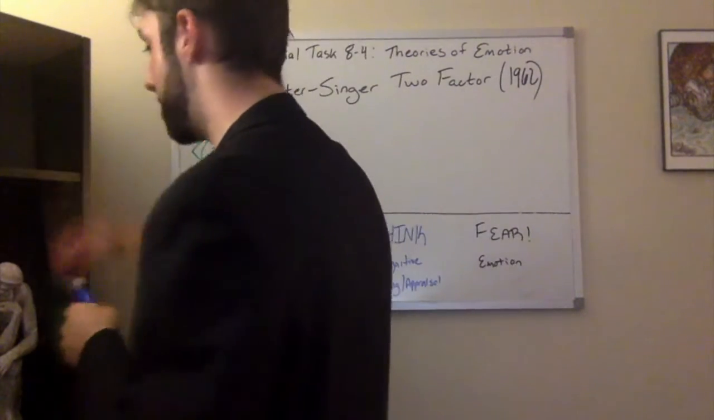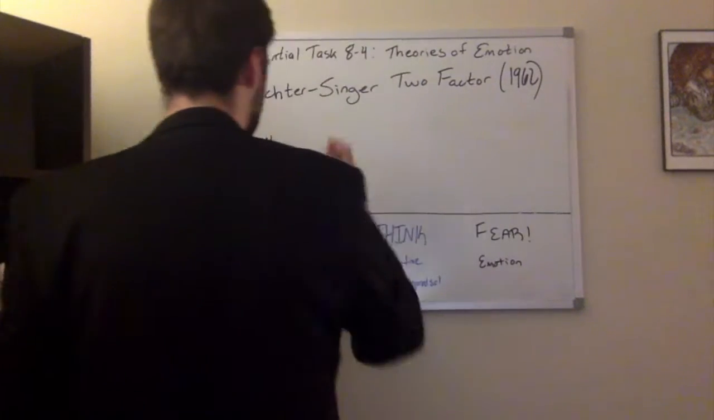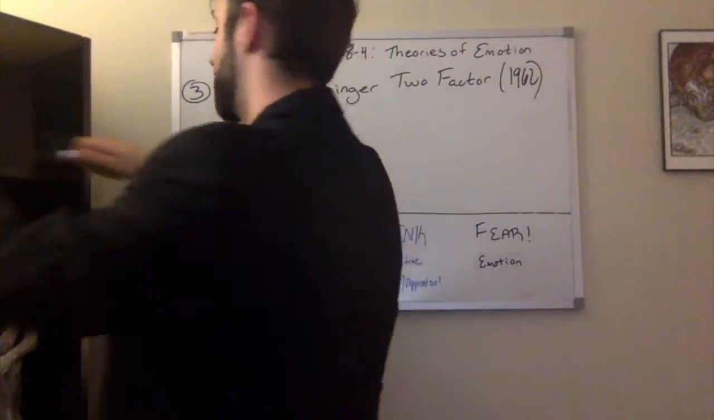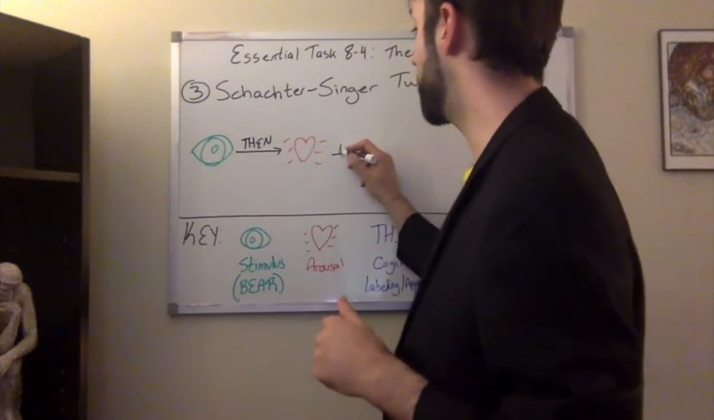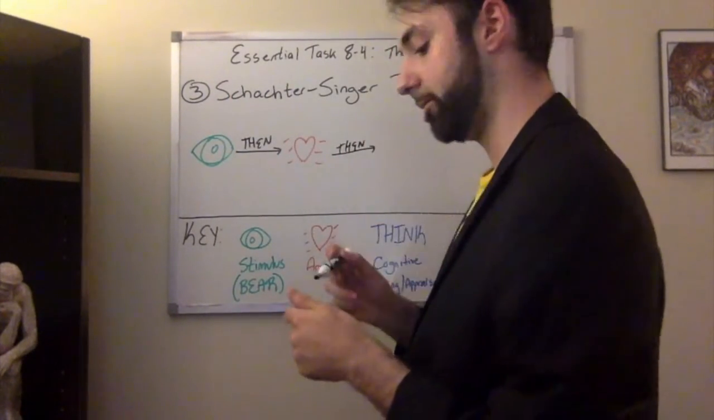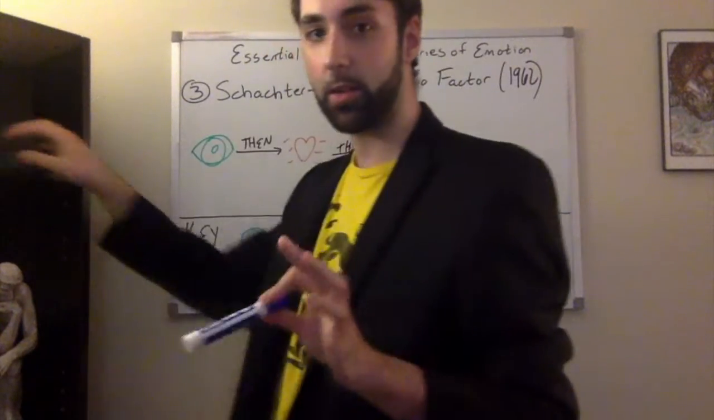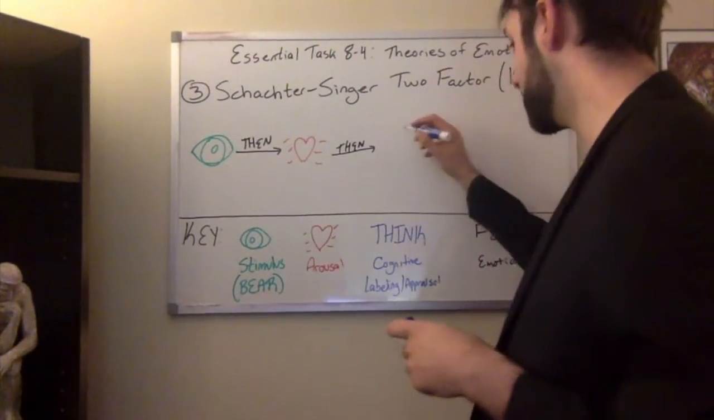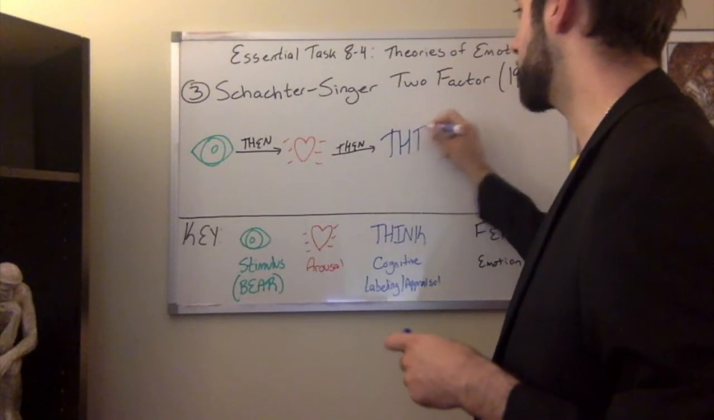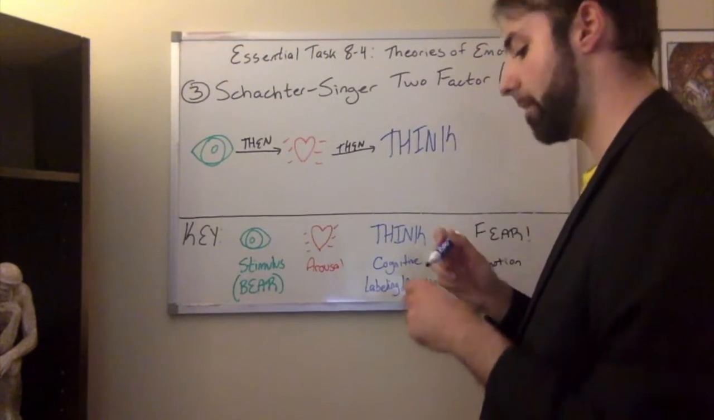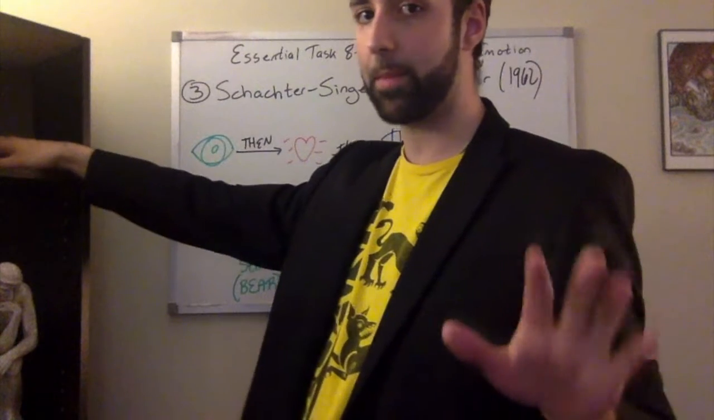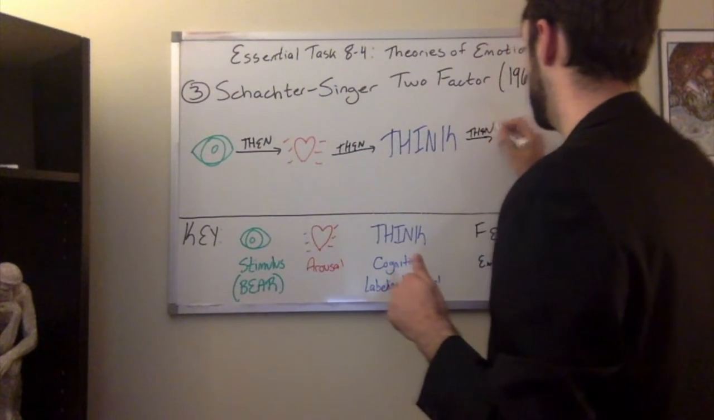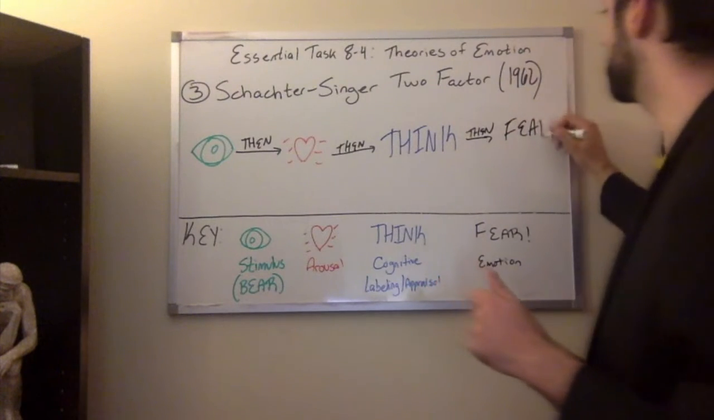Once we encounter the bear, then our heart starts to race. So far, we are following the exact same procedure as the first theory, James-Lange. Heart is going to follow the presence of the stimulus. Then we're going to think. So we have a brand new symbol that we have not previously used, and we're going to explain what that means in just a second. After that, then we're going to experience fear.